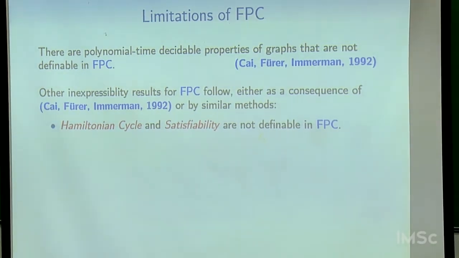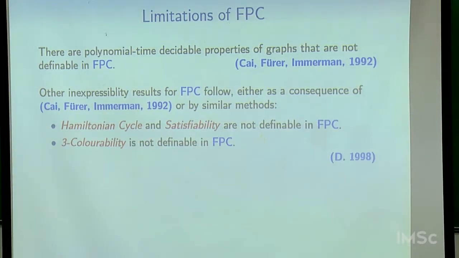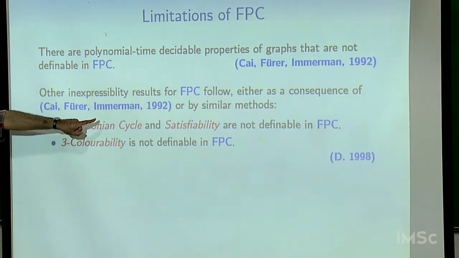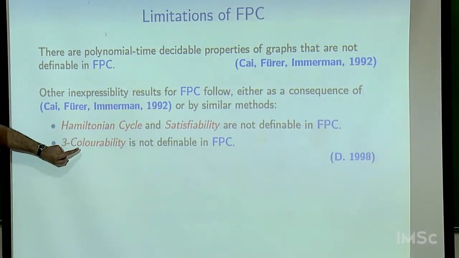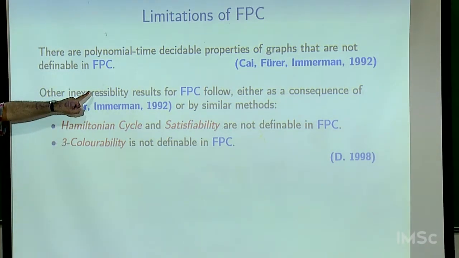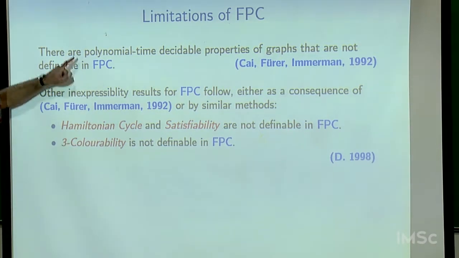Okay. Three-colorability is not definable in FPC. This is something I was able to prove. Three-colorability is not NP complete under first order reductions, provably not NP complete. So this doesn't follow by the argument I gave above, but it is actually proved by a construction which adapts the actual graph construction they use.